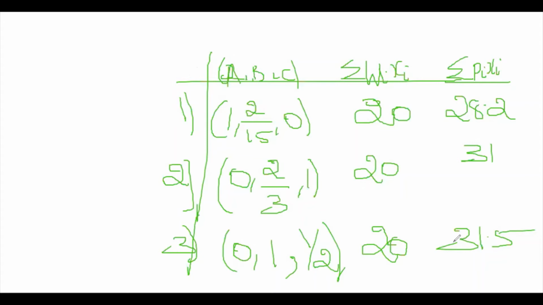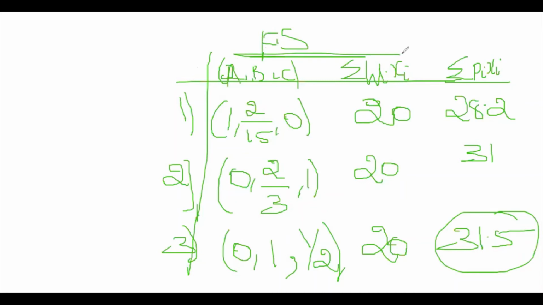So what is the maximum profit? This is the maximum profit for the given knapsack problem. This is the solution for the given problem. So these are the final feasible solutions for the given problems. I think it's clear for all of you. Okay, these are the problems.